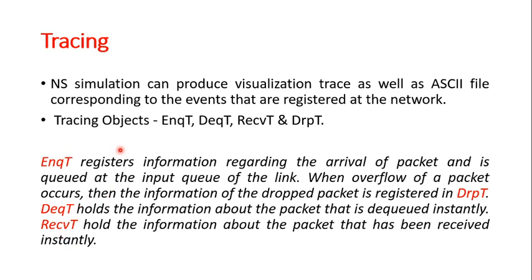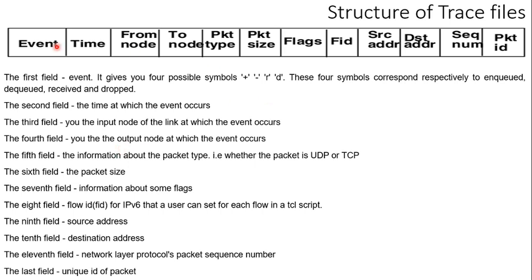Now let's see the actual format of the trace file. It has a total of 12 fields, starting from event, time, from which node, to which node you are transferring, what the type of the packet is, what the size of the packet is, the different flags we are going to see, the flow ID, source address, destination address, and specifically the sequence number, and finally the packet number. So there will be 12 fields here. Now let us see each field.